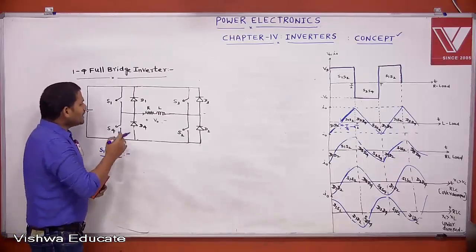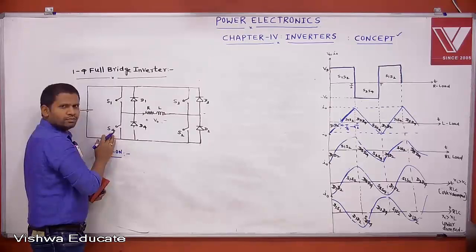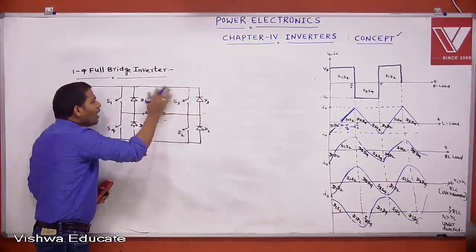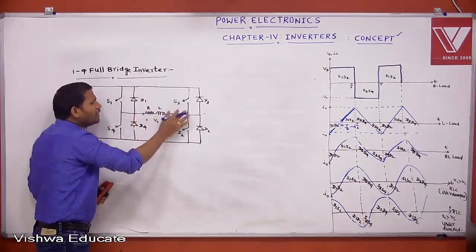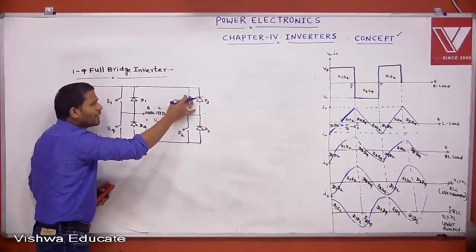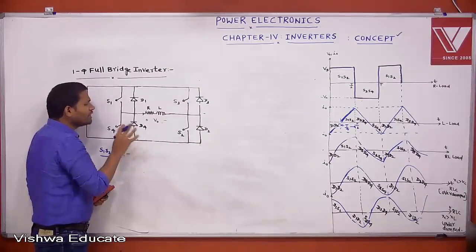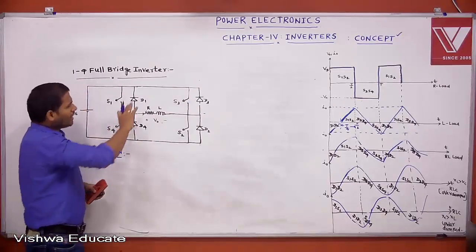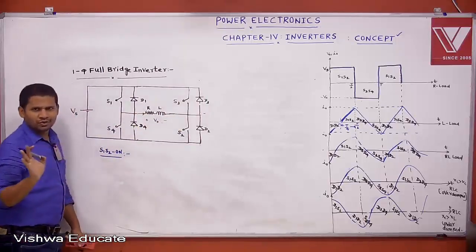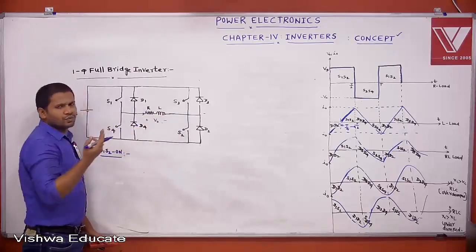Okay. If S1 S2 is on, I am not turning on S3 S4. There is no turn on of D1 D2 D3 D4. All of D1 D2 D3 D4 are in reverse bias condition. Either S1 S2 or S3 S4 is only in forward bias condition, but all these diodes are under reverse bias condition only. Okay. We can trigger either S1 S2 or S3 S4.